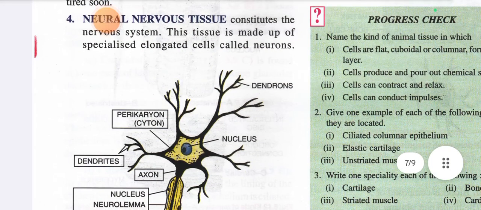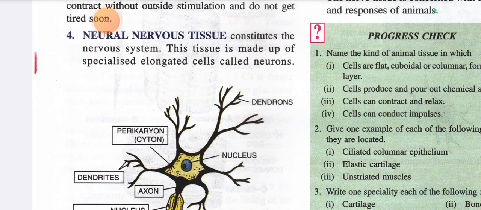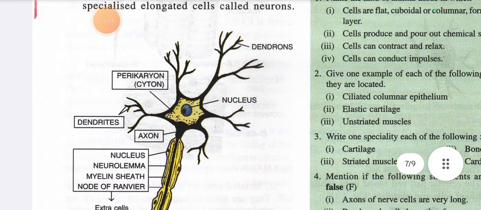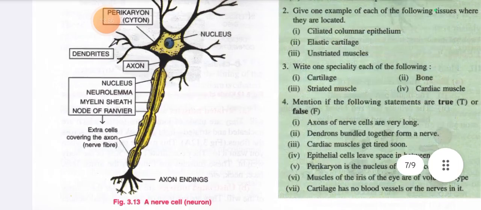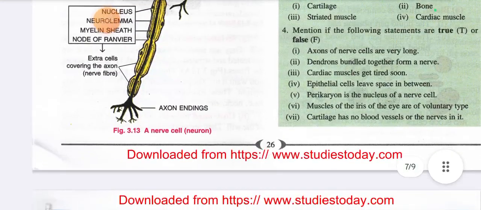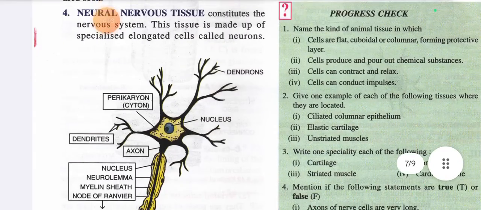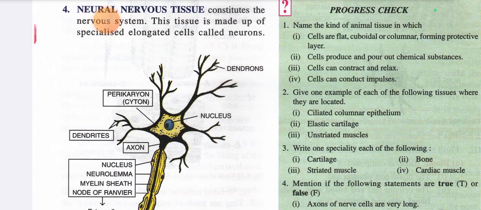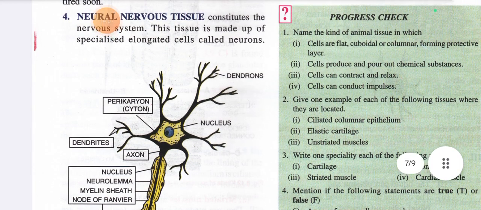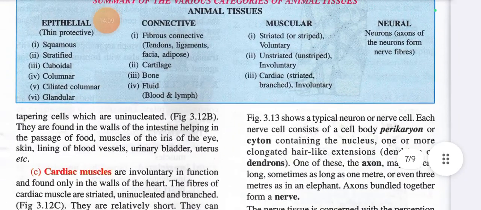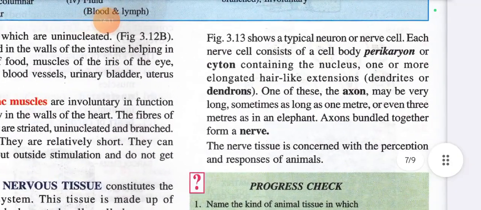Neural or nervous tissue. It consists of the nervous system. And what is the nervous system? This tissue is made up of specialized elongated cells called neurons. This diagram is very important. In 8th standard also you have this diagram, but not in much detail. This is the largest cell in the human body, the nerve cell, the neuron. It shows a typical neuron or nerve cell.